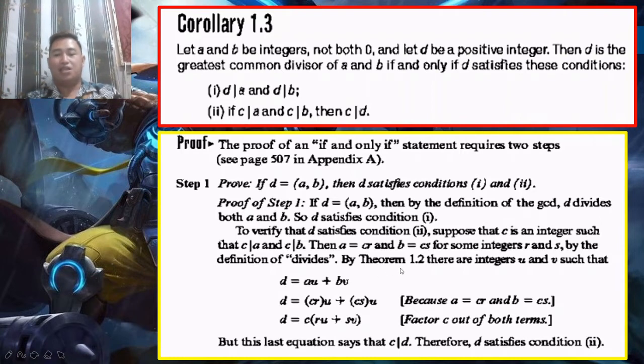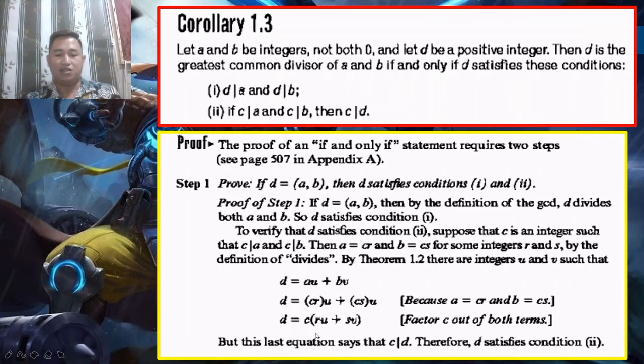By Theorem 1.2, there are integers U and V such that D equals AU plus BV. We use Theorem 1.2, since this is a corollary that follows from it. Now substitute CR for A and CS for B. So D equals CRU plus CSV. Factoring out C from both terms, we get C times (RU plus SV).